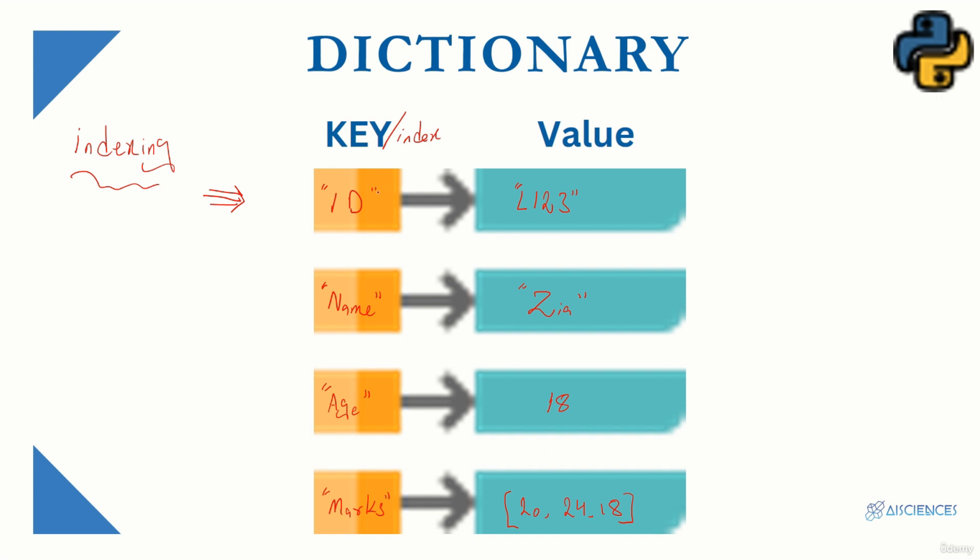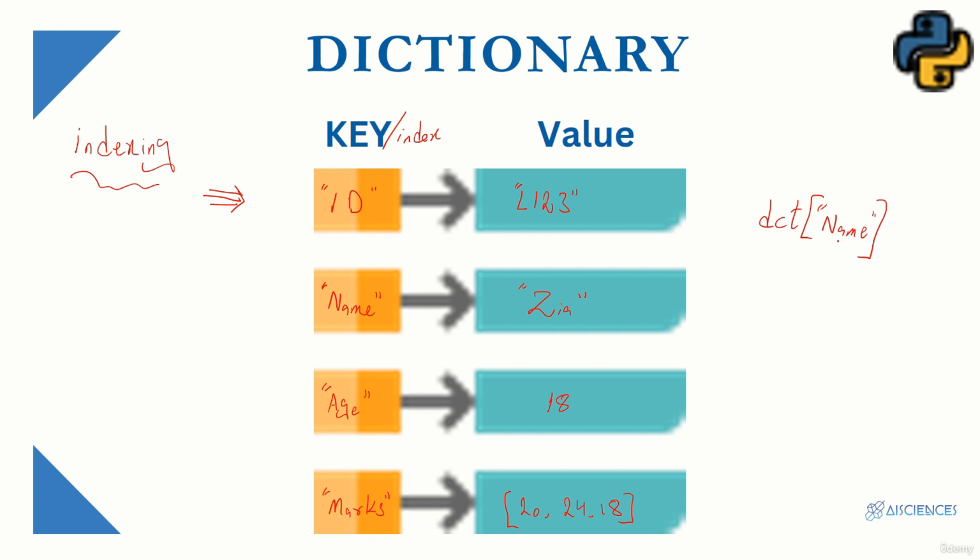But what if I have to access the name? Now remember, I do not have to recall the index of the value where my name is stored. Why? Because now I have the keys stored in natural language. For example, what is the name of this whole dictionary? Let's call it DCT. So if I have to get Zia, Zia is at the location called name.